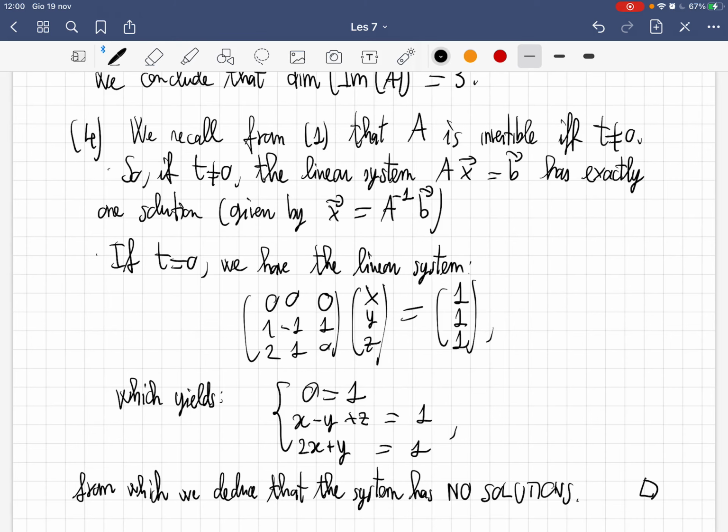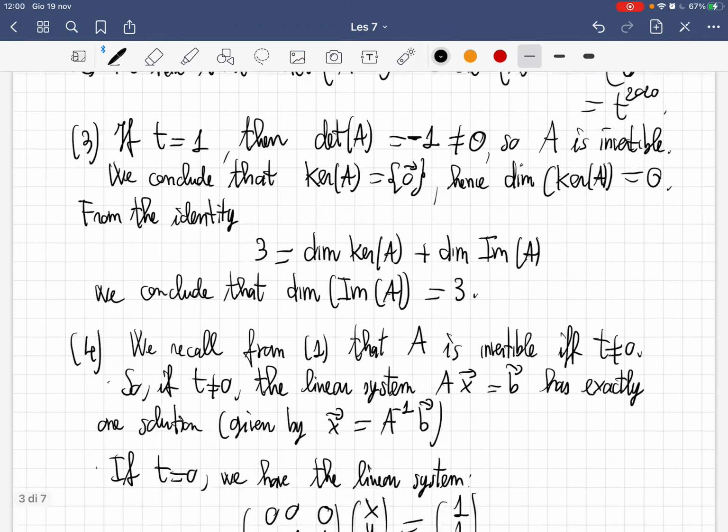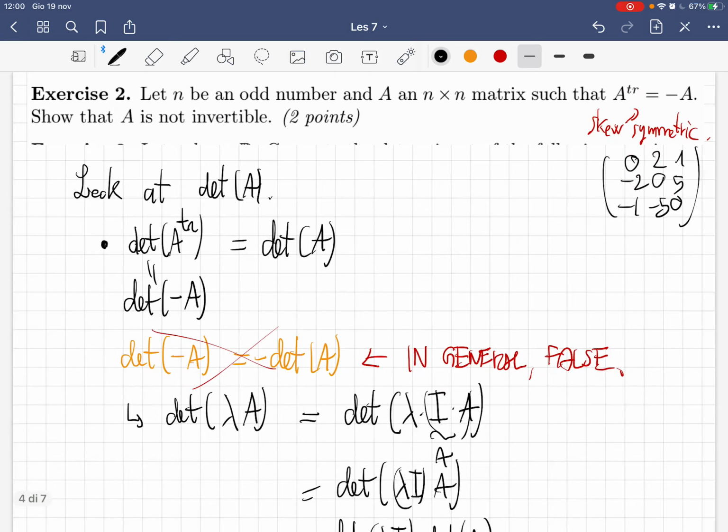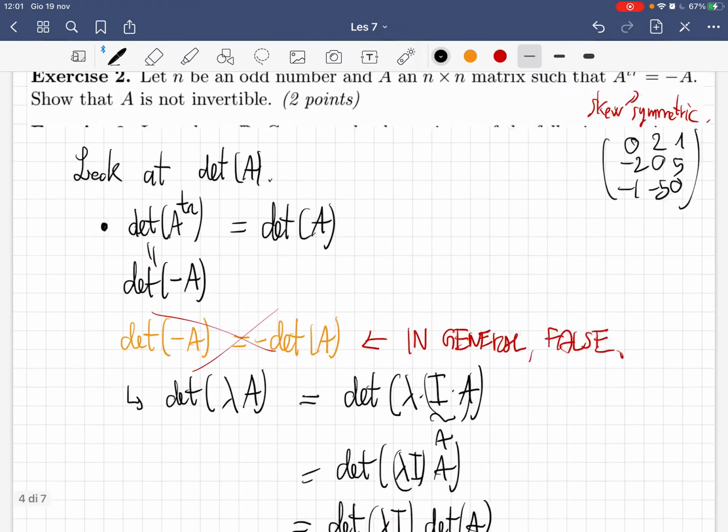I mean, of course, you can conclude immediately at this point. You could conclude by looking at this matrix. When you have this, of course, you immediately conclude. You don't have to make any more explanation. So that's for the first one. Okay, let's go to the second one.